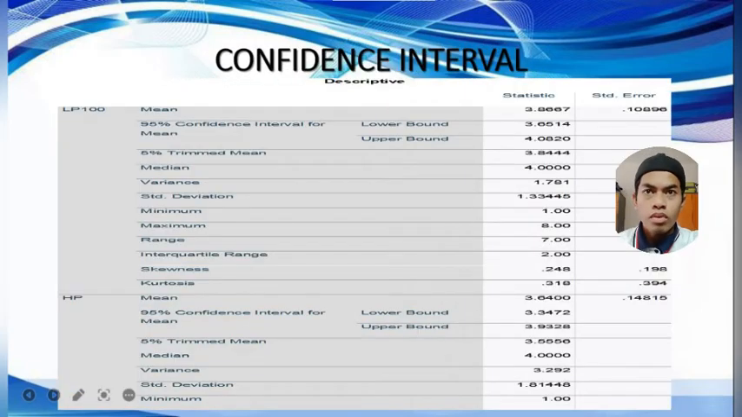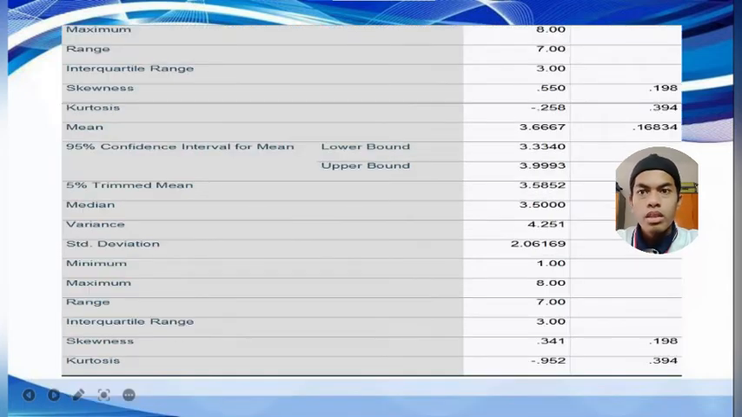Confidence interval. For the confidence interval, we take only 3 numerical variables, which are liter per 100, horsepower and weight. For each, we have the mean, 95% confidence interval for mean with lower bound and upper bound, 5% trimmed mean, median, variance, standard deviation, minimum, maximum, range, interquartile range, skewness and kurtosis.